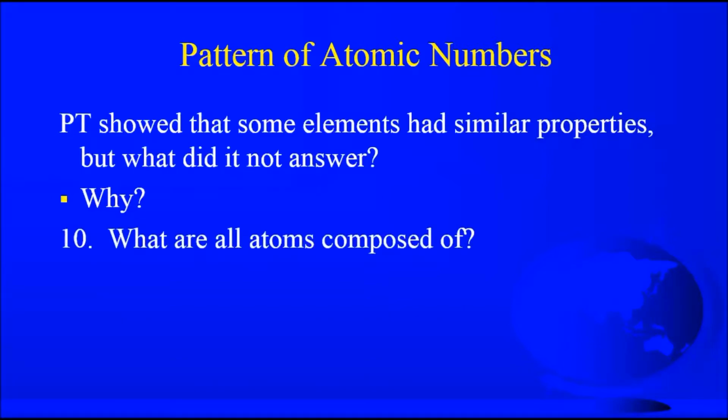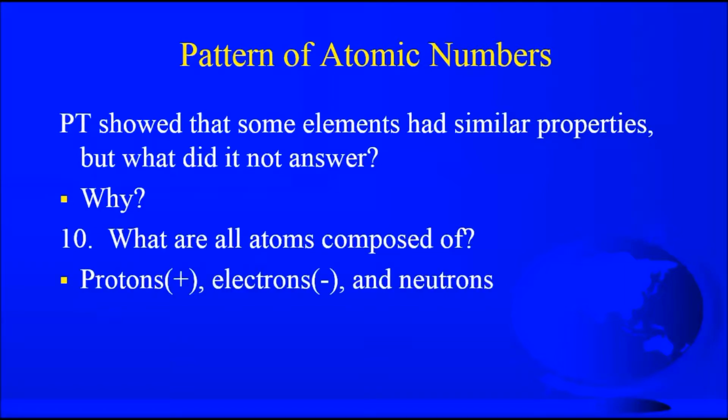So, what are all atoms composed of? Middle schoolers. Protons, neutrons, and electrons. Where the protons are positive and the electrons are negative, and the neutrons are neither. That's why they're called neutrons, because they are neutral.